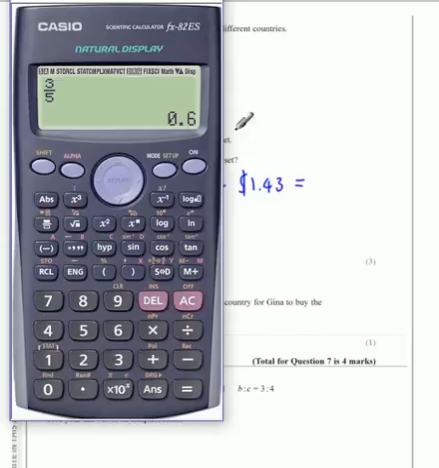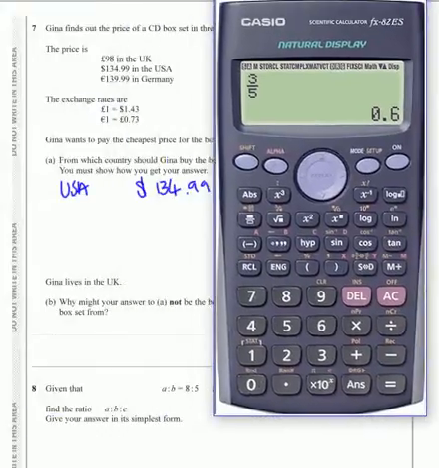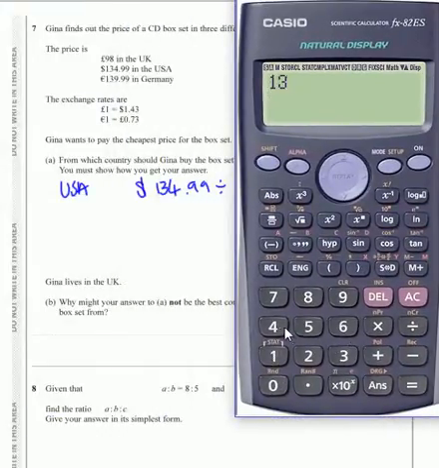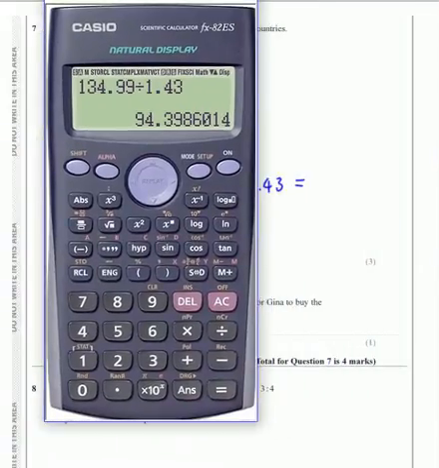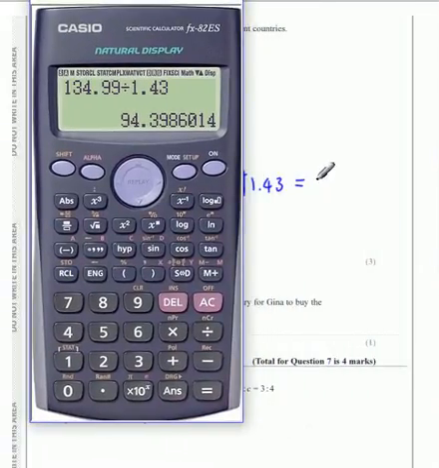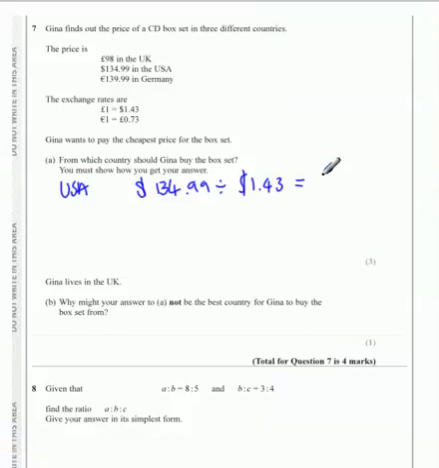So we're going to get our calculator out. We are doing 134.99 divided by 1.43. So putting that in gives us 94 pounds 40. So already we can see that that is cheaper than in the UK. Let's look at Germany.